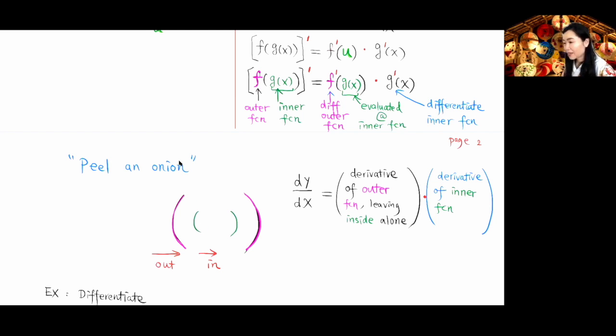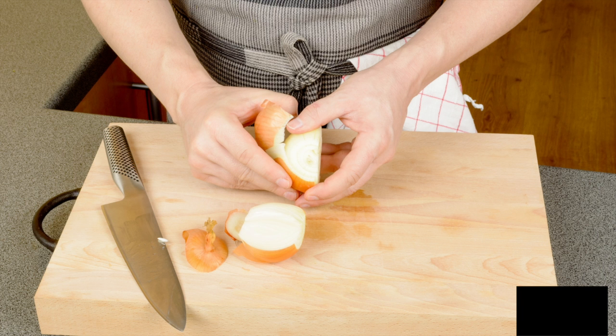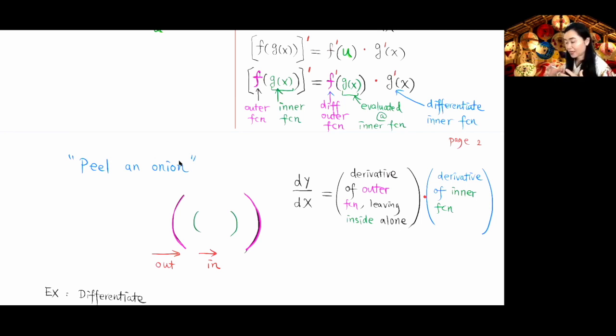When you peel an onion, you start from outside to inside. You peel the outer layer and then you get to the inner layer, right? So when you differentiate this composition f of g, you differentiate the outer function first, leaving the inside alone. Okay, so leaving this inside here alone, just leave it there. Now you get to the inner layer, and then you differentiate this inner function. So times the derivative of the inner function. So it's like peeling an onion, start from outside to inside.